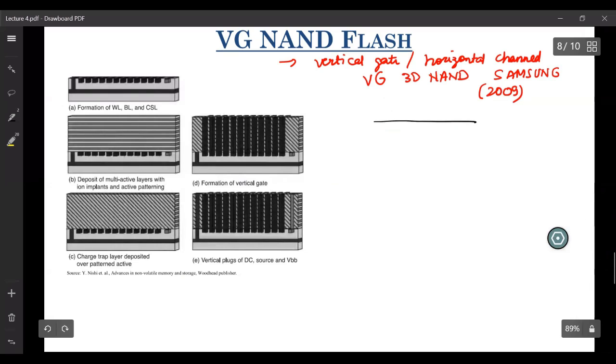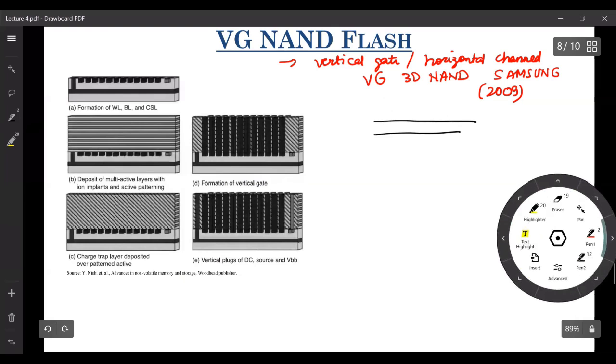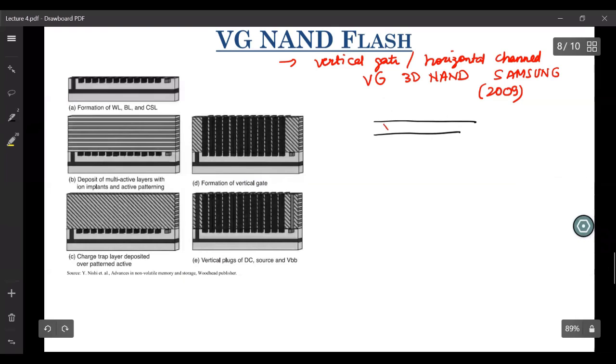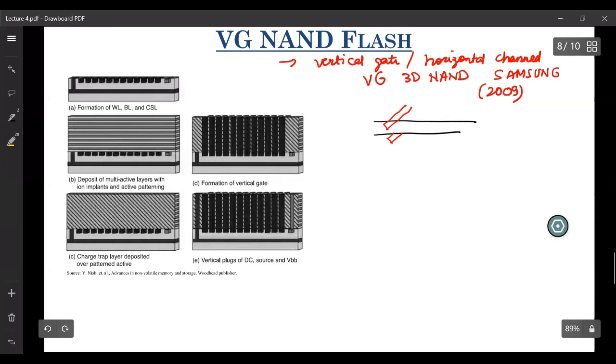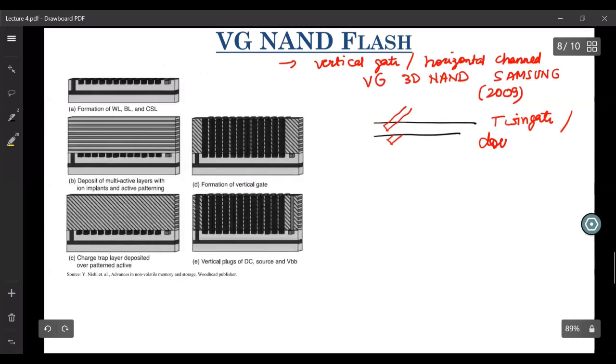It means that you have a channel like this, which is going in the horizontal direction, and you have gates which are going like this. This is the top gate, this is the bottom gate, something like this. So it's like your channel is being covered from two sides using these gates. So it's kind of twin gate or a double gate technology. So this is about the vertical gate.